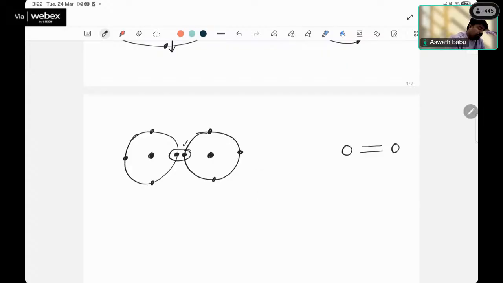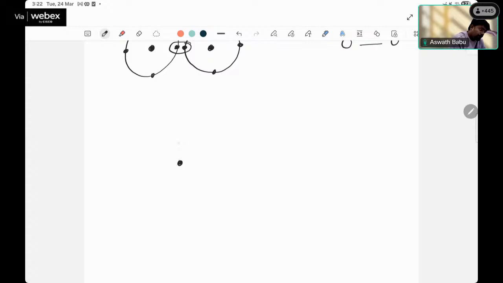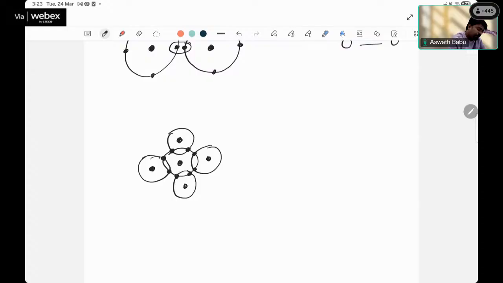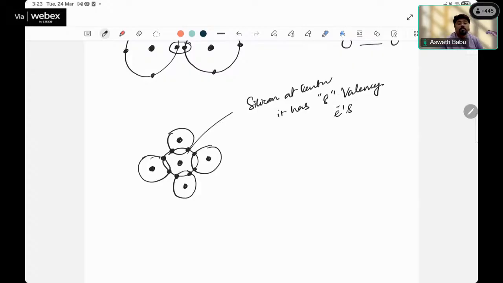Likewise, if you see one silicon, let me draw it smaller. One silicon can take 4 more. They can share. The moment they share, wherever there is an intersection of the orbits, I'll put the shared electrons. Now see, the silicon atom at the center has 8 valency electrons. Now it is satisfied. It was hungry, but now it is done.